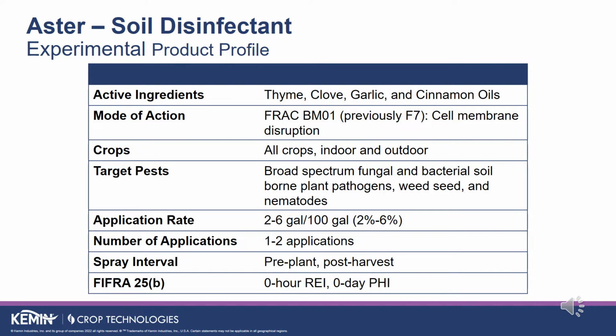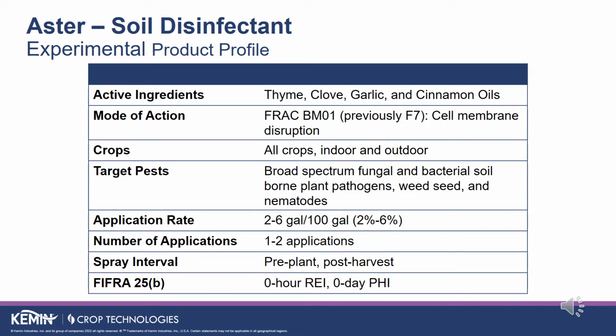Aster is an experimental product, a soil disinfectant. Its active ingredients include thyme, clove, garlic, and cinnamon oils. The mode of action is through FRAC BM01, or cell membrane disruption. It can be applied on all crops, both indoor and outdoor. Targeted pests include broad-spectrum fungal and bacterial soil-borne pathogens, weed seeds, and nematodes.